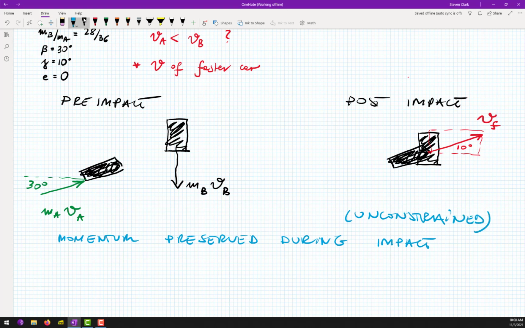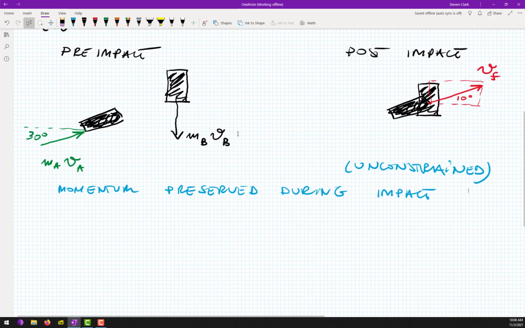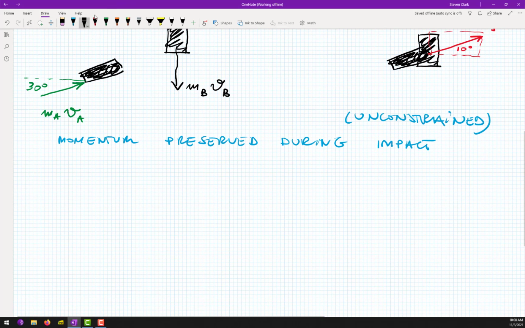Unconstrained. And this is unconstrained impact clearly because we have no constraints in the system. We just have 2 particles. So we can write what happens in the x direction and what happens in the y direction. Okay, and these are our positive directions.